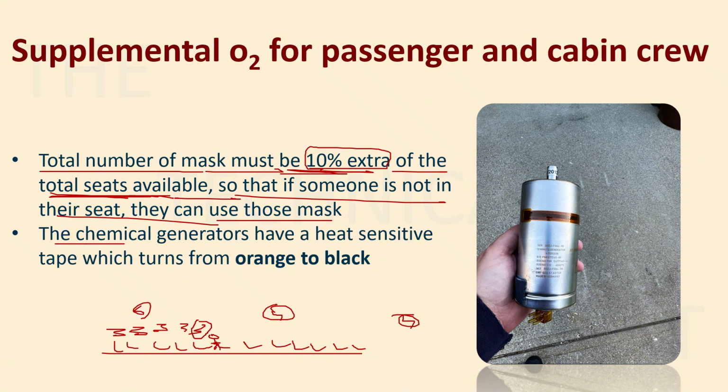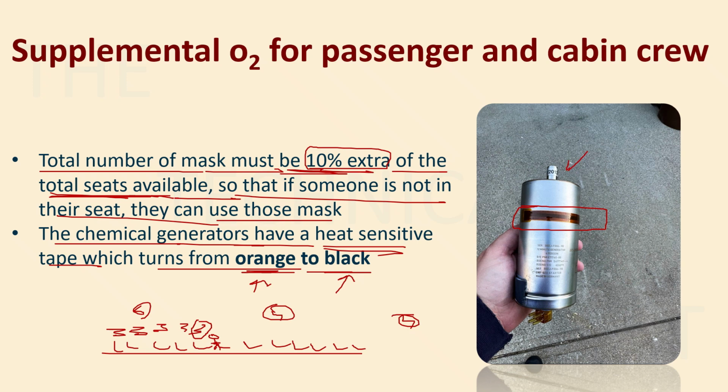And also, the chemical generators have a heat sensitive tape which turns from orange to black, right? In this diagram, you can see that this is a heat sensitive tape. If I'm not wrong, I tried to find an image on the internet and I'm not really sure whether this is the heat sensitive tape or not, but this is what I found. And it turns from orange to black, right? So this is your chemical generator.